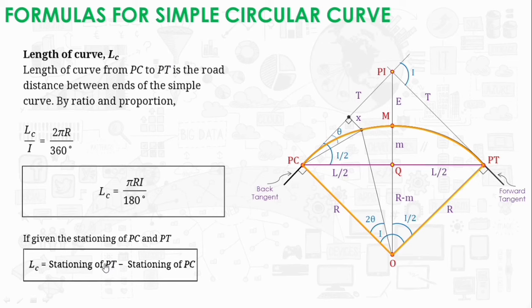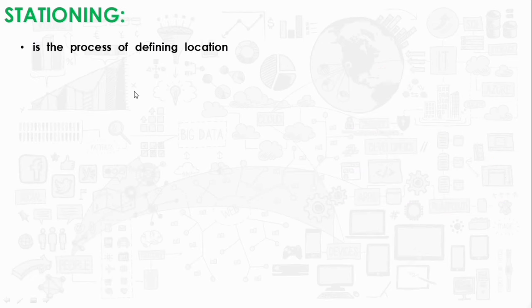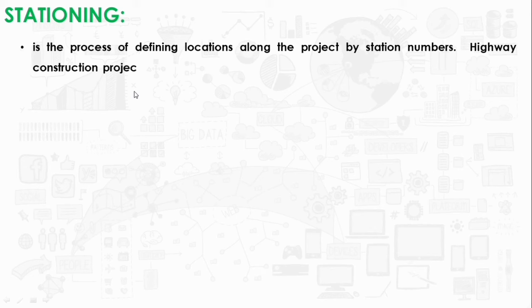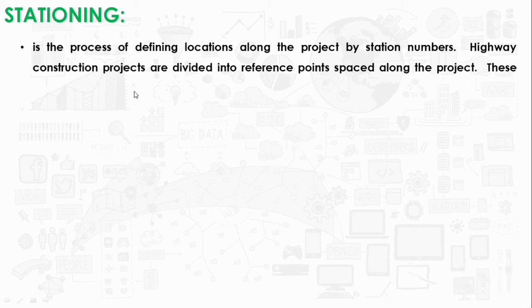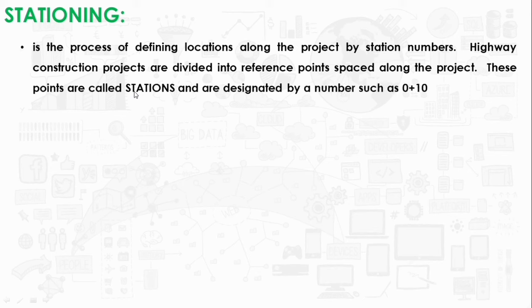Stationing, class, is the process of defining locations along the project by a station number on construction projects, divided into reference points spaced along the projects. These points are called stations and are designated by a number such as 0 plus 100, 1 plus 200. So what does that mean? We will use metric only, because we use SI units. So 1 full station is equal to 1,000 meters. Naintindihan? 1 full station is equal to 1,000 meters or 1 kilometer.